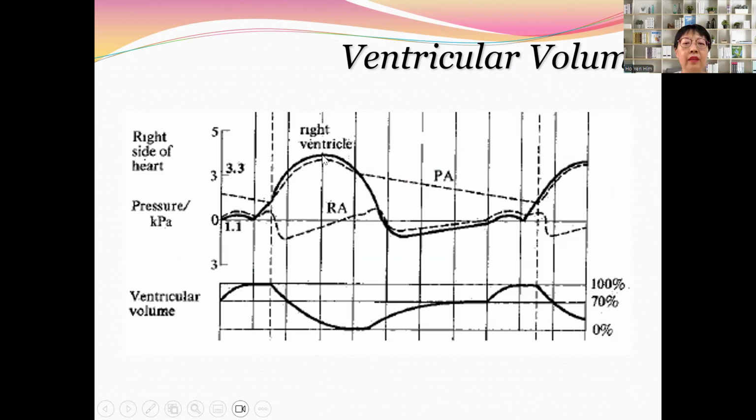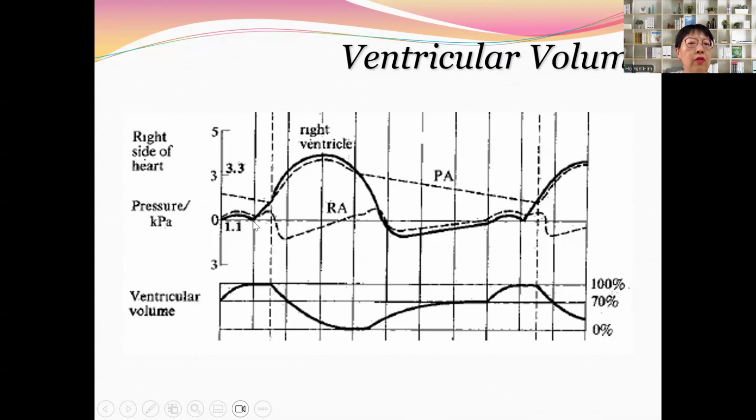Now, this graph, important, we want to see the ventricular volume, the volume of blood in the ventricle. You see, 70% of the blood flows into the ventricle passively, followed by atrial systole to squeeze the remainder. The remaining 30% from atrium to ventricle is during atrial systole. After that, 100% of the blood is inside the ventricle. Ventricle volume is 100% already.